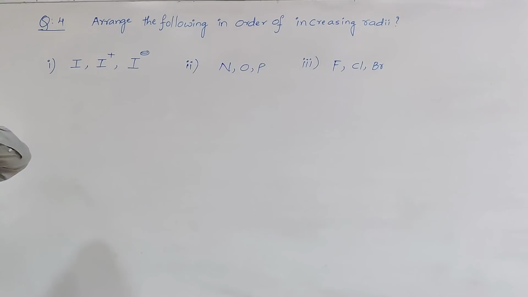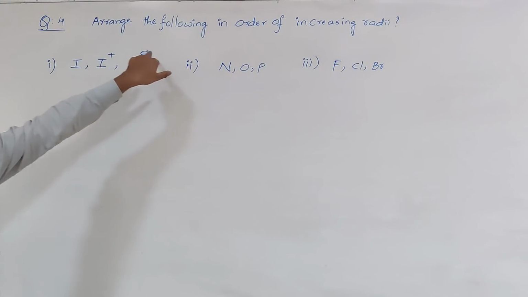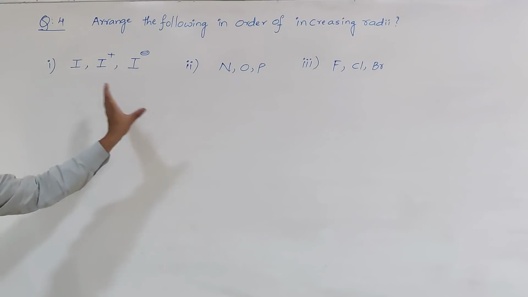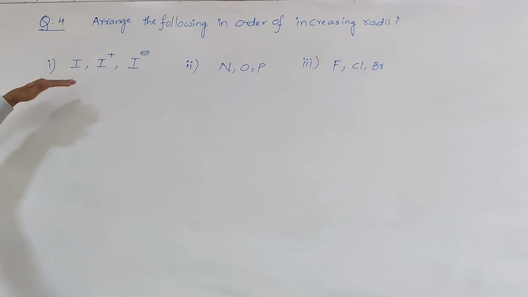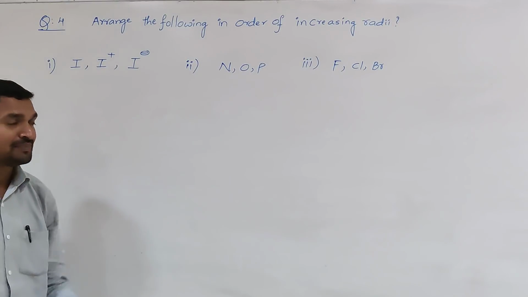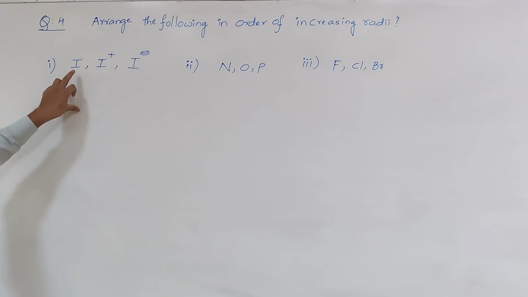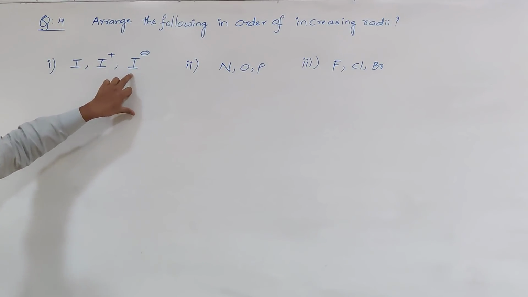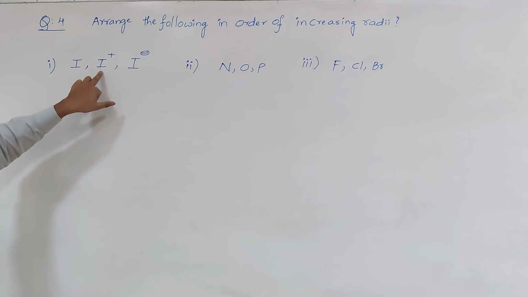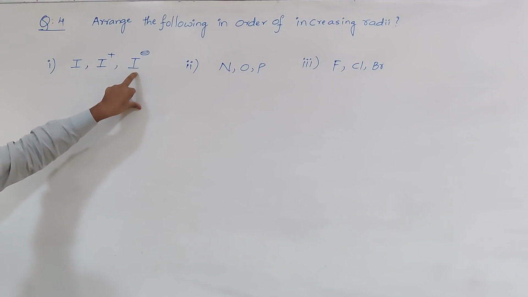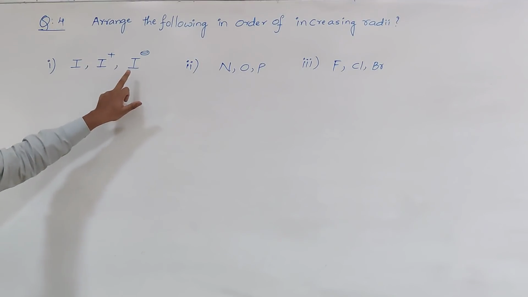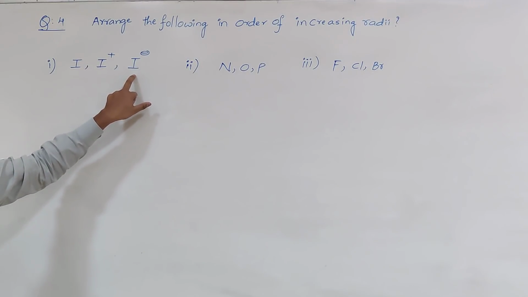So question number 4 is simple. Arrange the following in order of increasing radii. In each case we need to arrange the ions or atoms in the increasing order of their radii. The first one given is iodine: iodine plus, iodine, iodine minus. 3 ions are given. Iodine plus and iodine minus are formed from the parent atom by loss of an electron and by gain of an electron respectively.